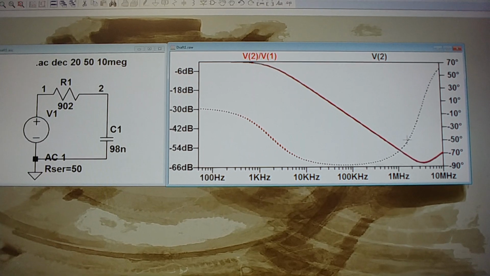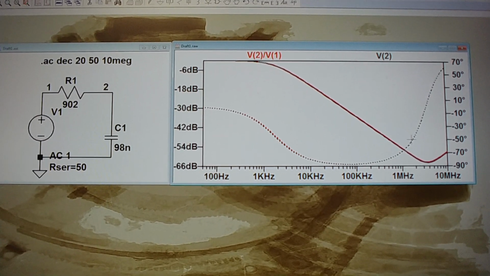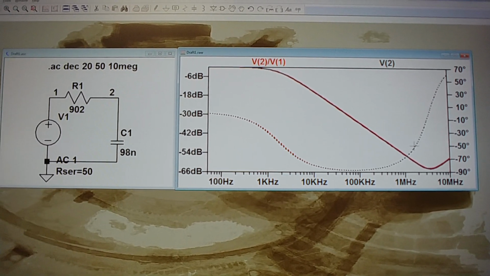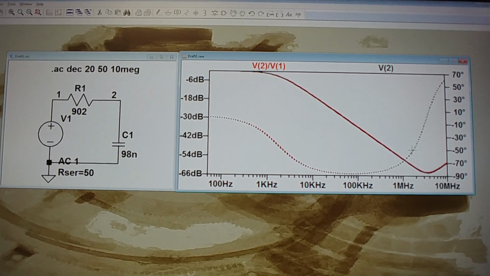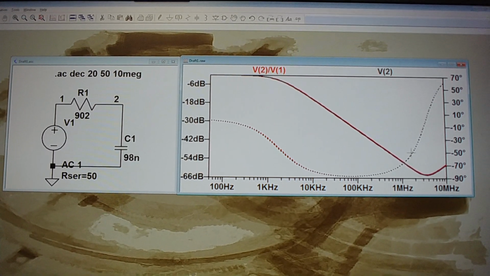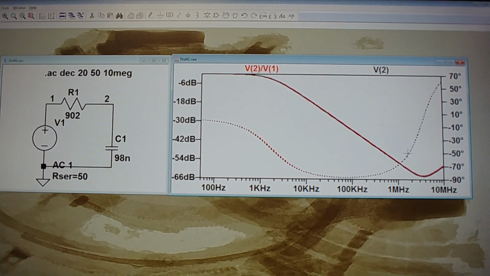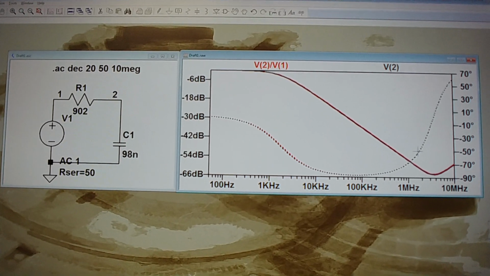Even though this isn't a perfect RC filter, it actually works as a pulse width modulated filter quite well, and in another video I can show you that it gives 5.1 effective bits.